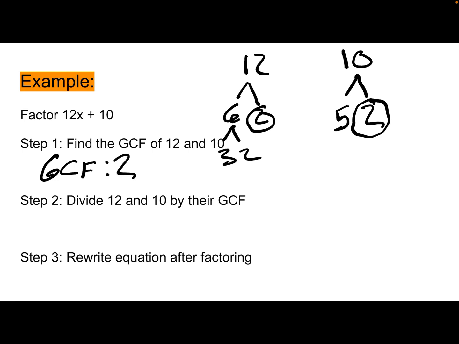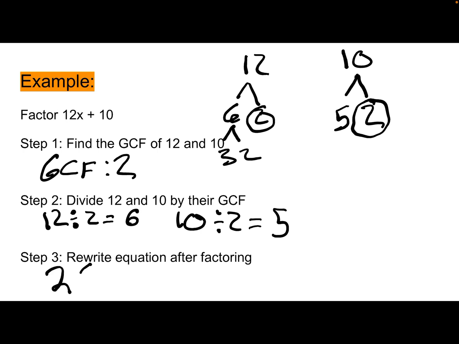Now we divide 12 and 10 by the GCF. So 12 divided by 2 is equal to 6, and 10 divided by 2 is equal to 5. So there are our 2 divisions there. Now we want to rewrite the expression after factoring. The way we're going to do that is put our GCF on the outside of the parentheses, and then divide our 2 terms inside by the GCF.